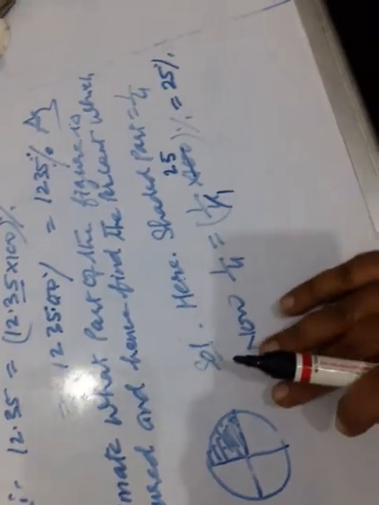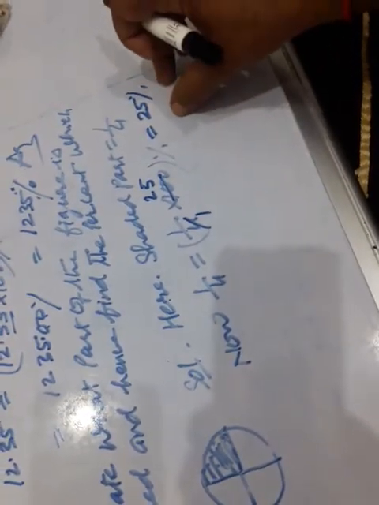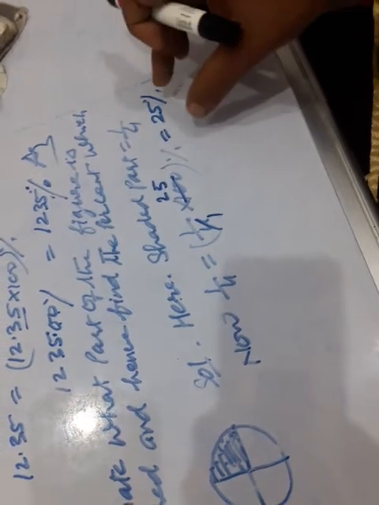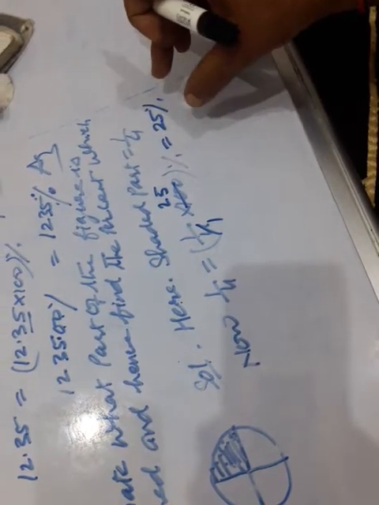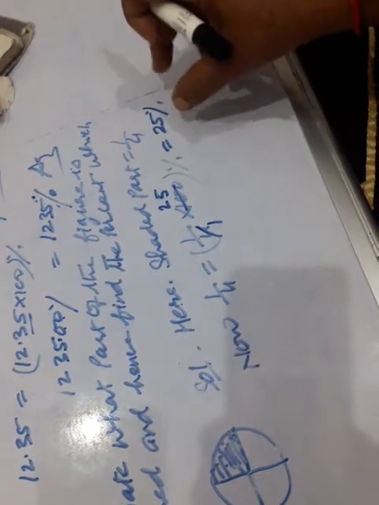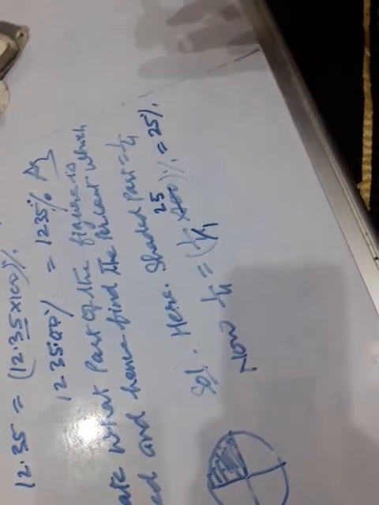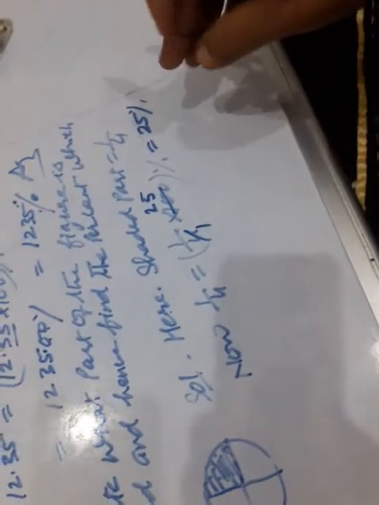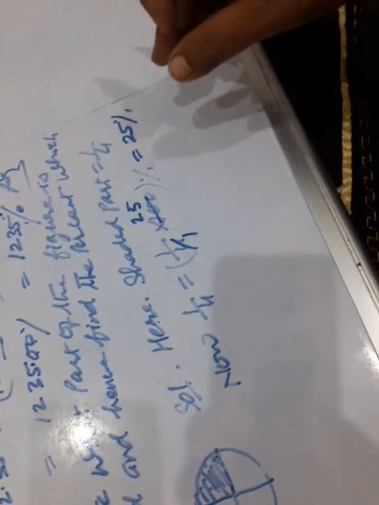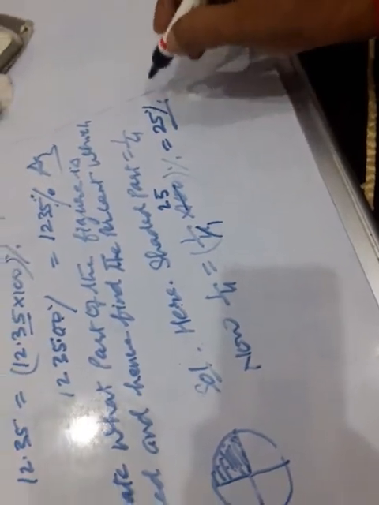Okay children, what is 25%? 25% means when the total is 100, then 25 parts are colored. If the total number of parts is 100, then out of 100, 25 parts are colored. This is the meaning of 25%. Clear? 25 out of 100. Now let us move to the next question. This way you can solve the remaining questions also.